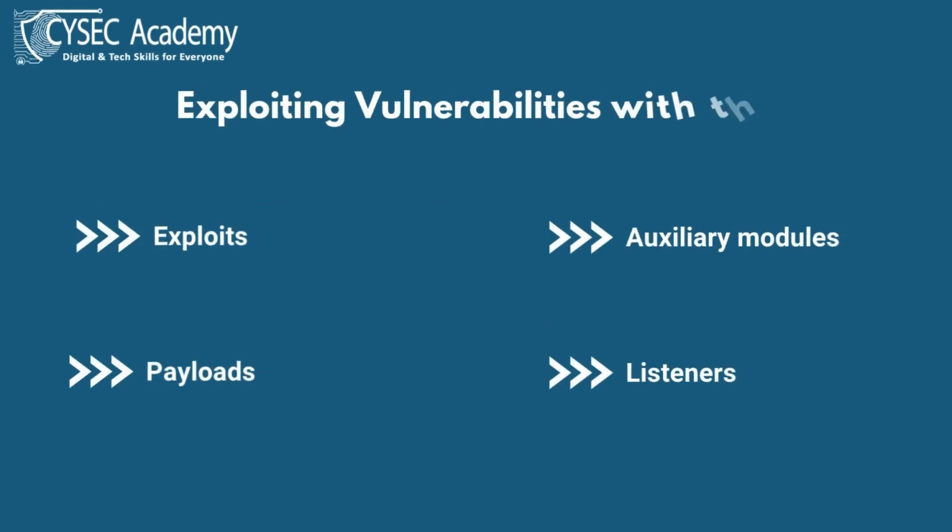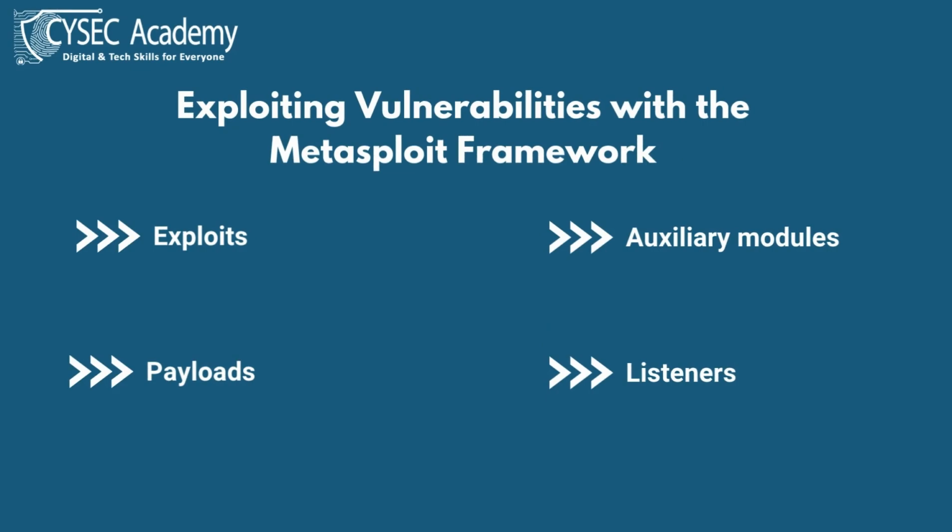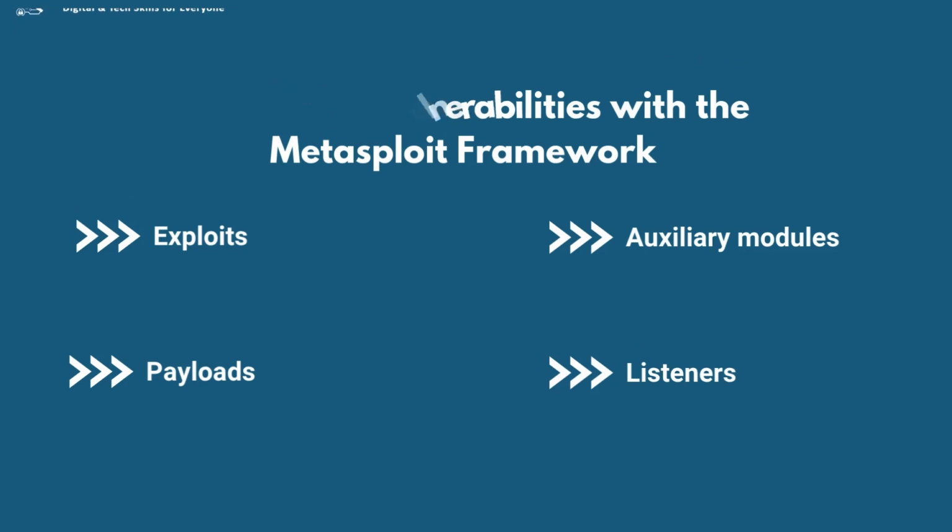Exploiting vulnerabilities with the Metasploit framework. The Metasploit framework is the most widely used open-source penetration testing tool. A toolkit of exploits, payloads, and tools for finding and exploiting system vulnerabilities. 1. Exploits. Code that leverages a specific vulnerability. 2. Payloads. Code executed on the target after exploitation, e.g., a shell. 3. Auxiliary modules. Non-exploiting tools for scanning and reconnaissance. 4. Listeners. Handlers that receive reverse shells or incoming sessions.